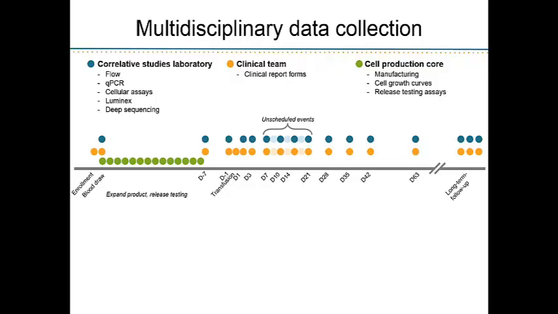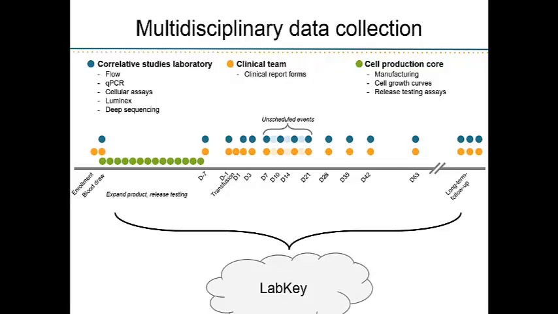The beginning of our trial typically starts with a lot of information from the cell production core as they are manufacturing and expanding the cells. But once the cells are infused in the patient, the majority of the data is coming from the clinical team and our laboratory. So we really wanted to figure out a way to collect all of these different data sets and put them into one place so we're able to analyze them in a comprehensive way. And we've chosen LabKey to do this, obviously, over here.